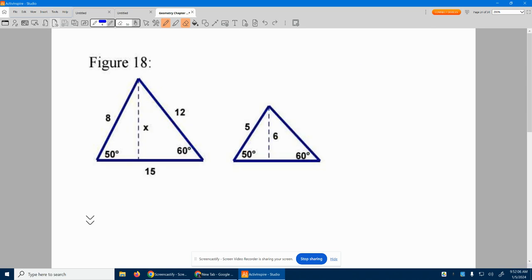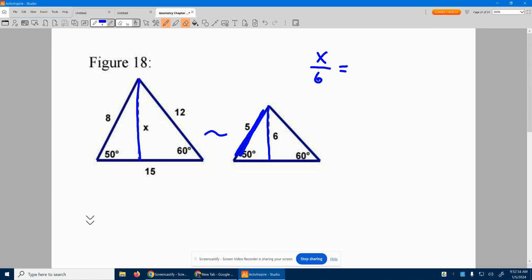Figure 18. This time they actually want us to find the altitude. Again, it tells us the two triangles are similar. So x corresponds to the altitude over here of 6. Now, I have to set up, who am I going to use? 8, 12, 15. Well, if I look at my small guy over here, this guy only has the 5. So I have to figure out who's corresponding to him.